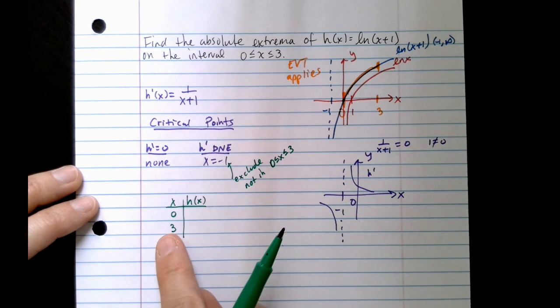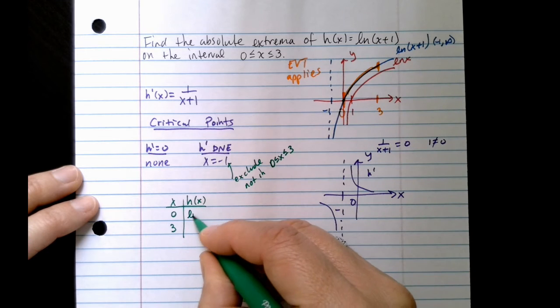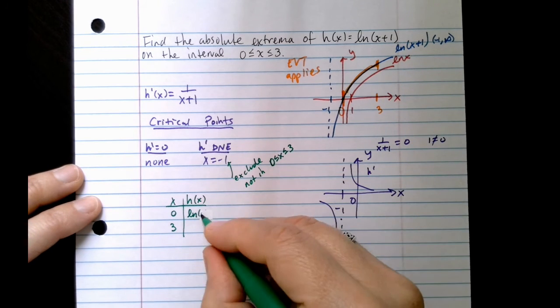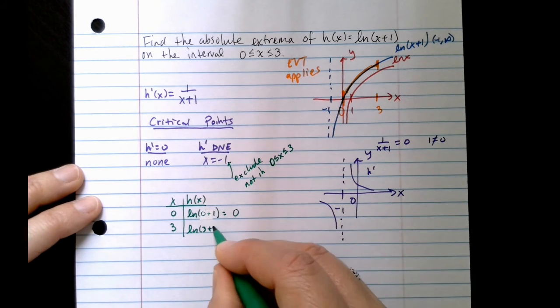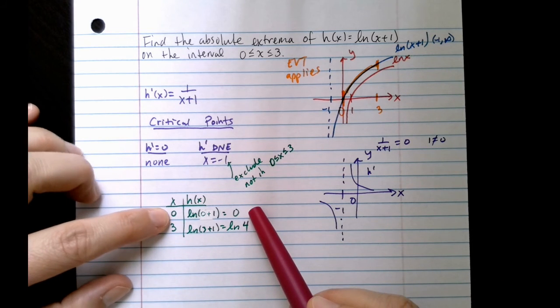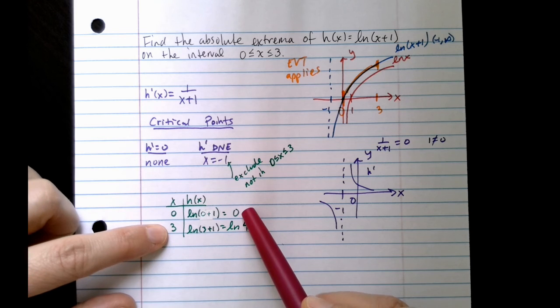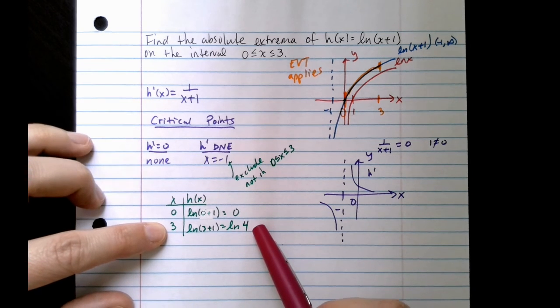Next, I'm going to take these two x points, plug them into my original function, and solve. From here I can see that when x is 0, I will get my absolute minimum of 0. And when x is 3, I'll get my absolute max of 4. So let's answer the question.